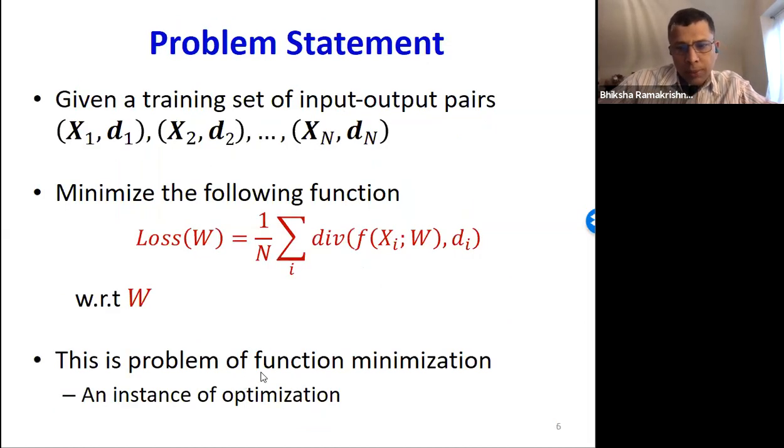And so here was our final problem statement for the neural network. We are given a training set of input-output pairs. We construct our loss function as the average divergence over the training set. Once for a given training set, the x's and the d's are all specified, this loss function becomes a function of only w. And then we minimize this loss function with respect to w. This is a problem of function minimization, which is an instance of optimization. This is where we stopped in the last class.